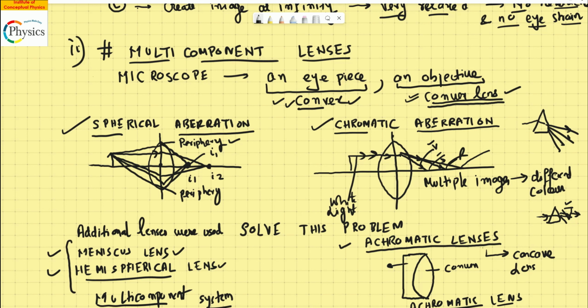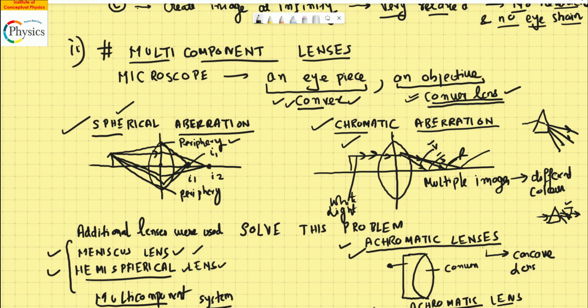So I hope it is clear in your mind that spherical aberration has to be corrected and chromatic aberration has to be corrected. You introduce new types of lenses within the microscope, right? Meniscus lens, hemispherical lens, achromatic lens to solve the respective aberration problem, and then the final image which the user is able to see is a good quality image. Otherwise, it's a very bad quality. So therefore, the modern lenses are multi-component. It is not just two lenses. There are multiple components of lenses which are getting used now to solve the problem of spherical aberration and chromatic aberration.